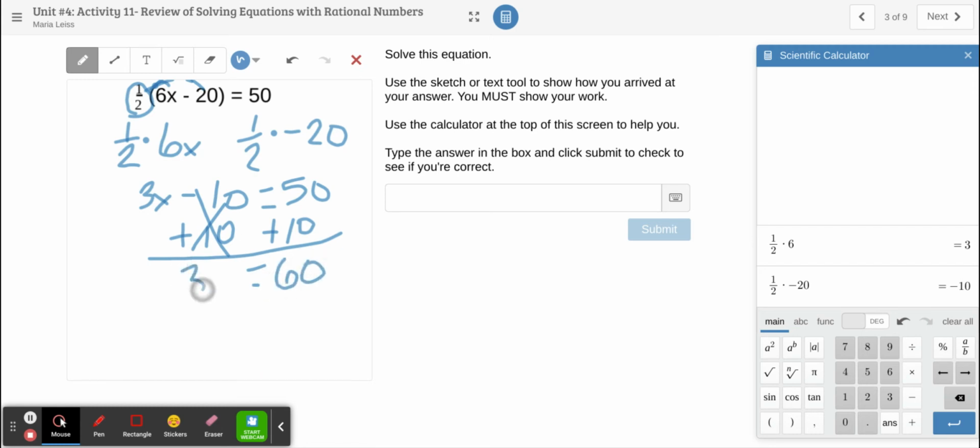Bring down my 3x. That should be an x, not a y. Stop it, computer. Oh my goodness, people. See, I'm at home and it doesn't want to cooperate. All right. And then final step. Yeah, 60 divided by 3. All right. Type that in. Check your answer. Good job, people.